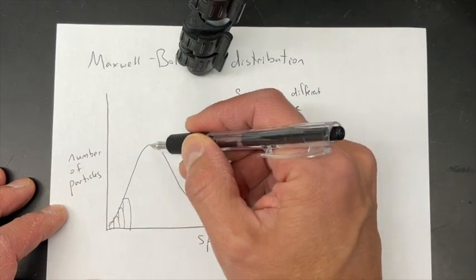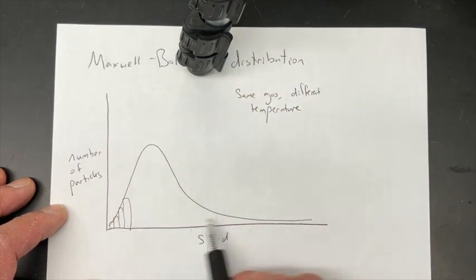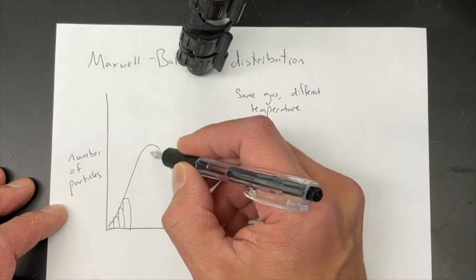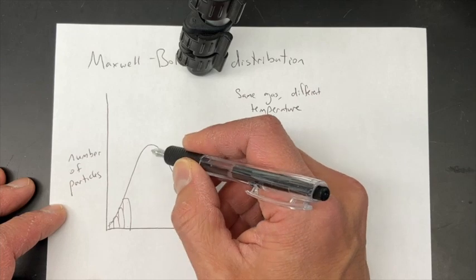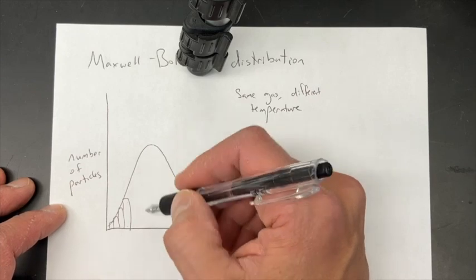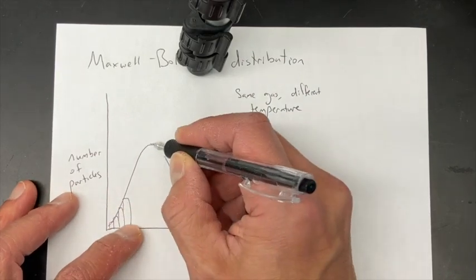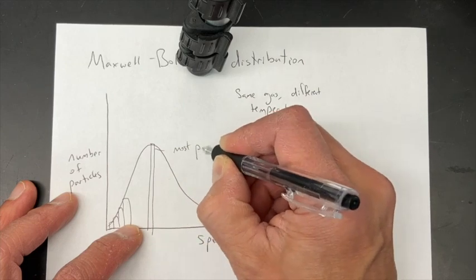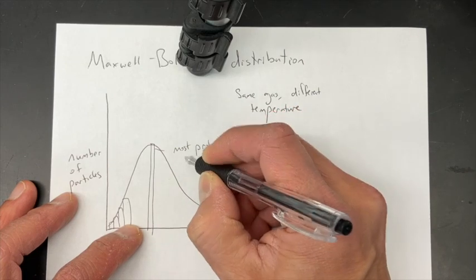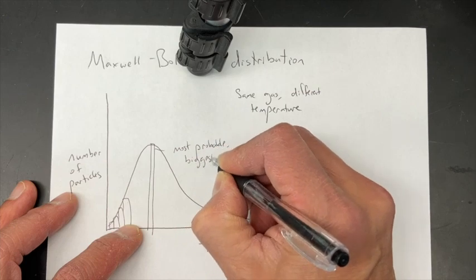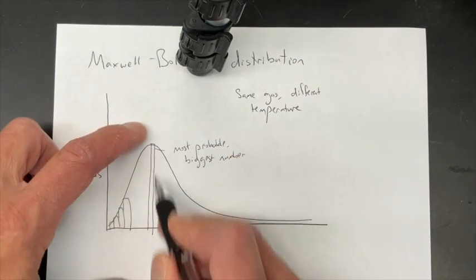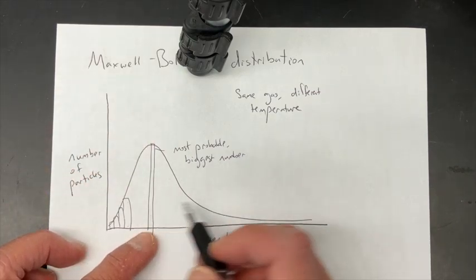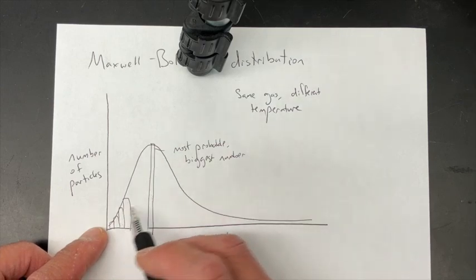So this is not the fastest speed, right? Speed goes this way, but this is the most probable. So this area right here, the most number of particles, or the most probable number of particles, is going to be right here, okay? So this is the most probable, the biggest number. But that's kind of the average speed. Now, on average, it's going to be right around here, but there's a distribution.